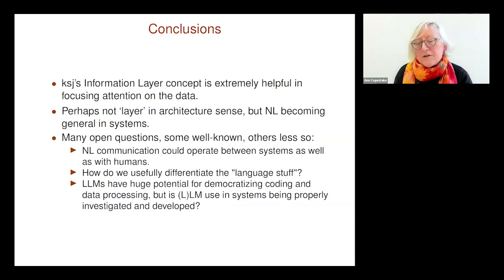I think that's a very interesting but also very open idea. How do we differentiate the language stuff? This comes into talking about fake news and so on, but it's not quite what I mean by this. I think there's a whole load of things to talk about in terms of some types of metadata that could be usefully used here. And large language models have huge potential, especially for democratizing coding and data processing. But I do think there's an issue about whether large language model use in computer systems is being investigated and developed right now.